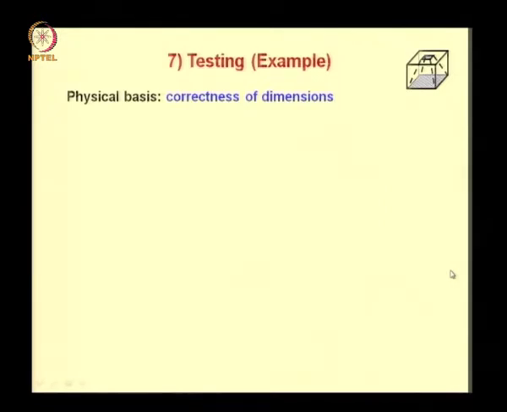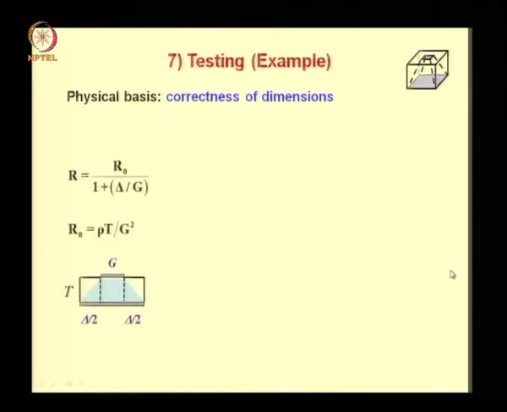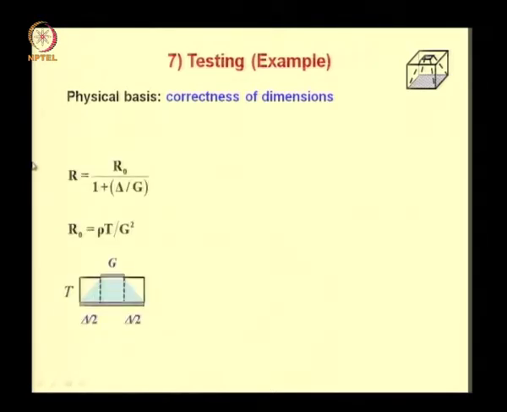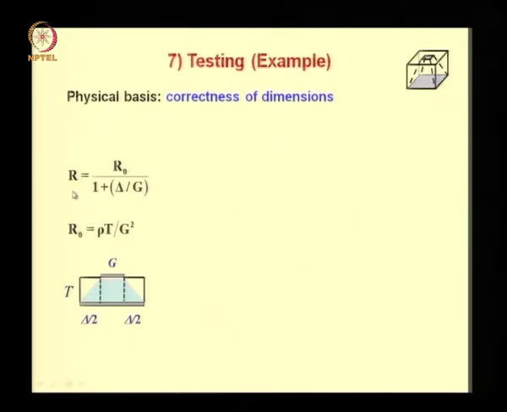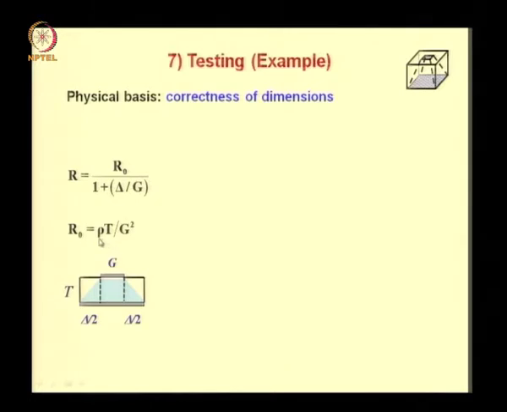Let us start with checking the physical basis, correctness of dimensions. Here is your model expression. One can easily check that this is dimensionally correct because R0 has the dimensions of a resistance, it is rho into a distance divided by an area, and delta by G is dimensionless. Therefore, the formula for R has the correct dimensions of ohms. The parameters G, T and delta are indicated here.